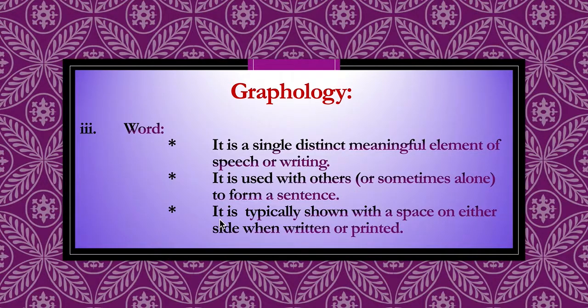Point number 3, it is typically shown with a space on either side when written or printed. So what is the characteristic of a word in the writing system? In the writing system, a word has a space on either side when it is written or printed. Like you can see, look, this is the word, and we have the space here, left side, and we have the space here, right side. So on either side, when written or printed. So these are the attributes, characteristics, and qualities of words when written on paper. This is the third rank scale of graphology.